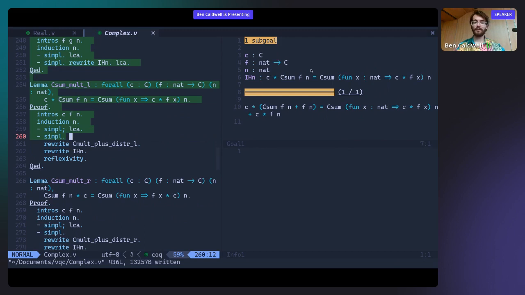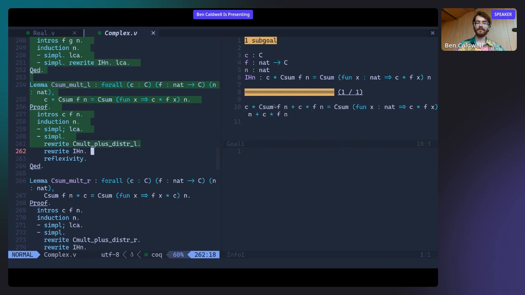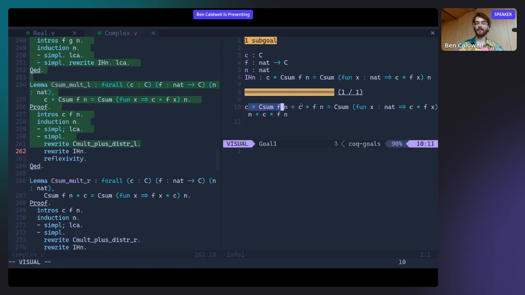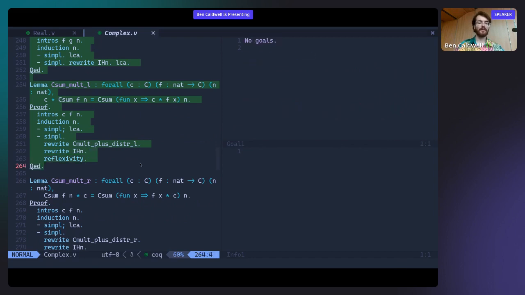Right, so here we have a distributivity that we're doing in order to be able to use this inductive hypothesis here. So we're taking this C and we're bringing it into this plus here. Right, so we have C times C sum plus C times Fn. And then we rewrite by this inductive hypothesis now to actually get what we want. Use reflexivity and QED.